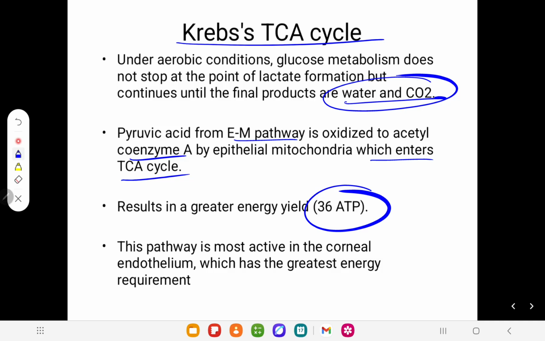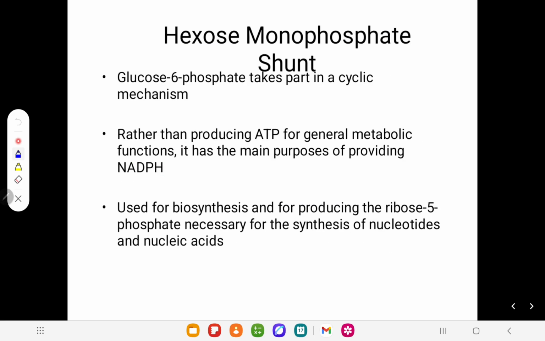Okay, I'm not basically a biochemist, but yes, this pathway is most active in the corneal endothelium, which has the greatest energy requirement, isn't it? The corneal endothelium needs the greatest energy to activate that pump mechanism, isn't it? Active pump mechanism. So the hexose monophosphate shunt is basically glucose 6 phosphate taken into a cyclic mechanism rather than producing ATP for general metabolic functions.